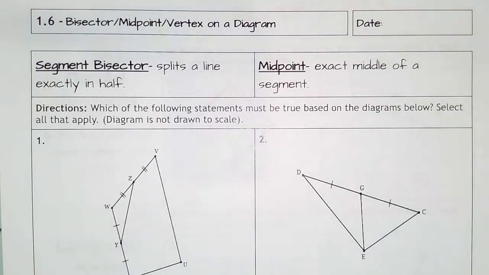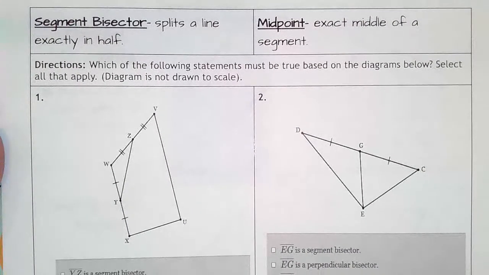All right, this is our last lesson in this unit, 1.6. We're going to talk about what a bisector is, a midpoint, and a vertex on a diagram. I just took these images straight off of the Delta Math assignment you're going to have, so you could get used to seeing the format and what their wording looks like.